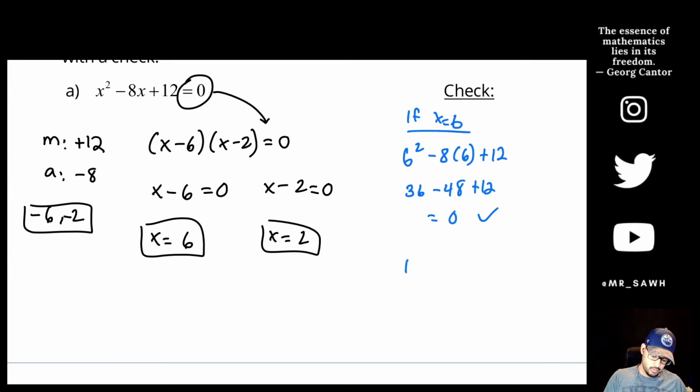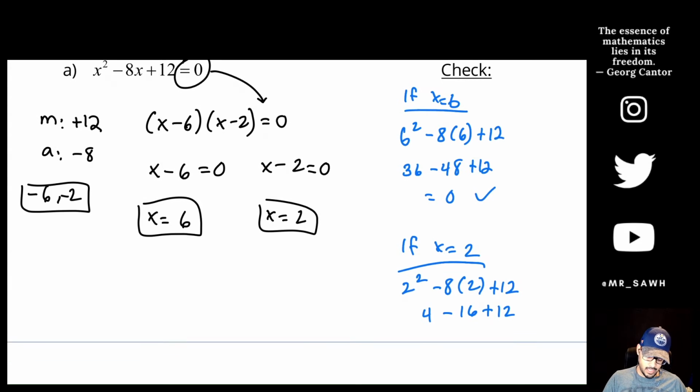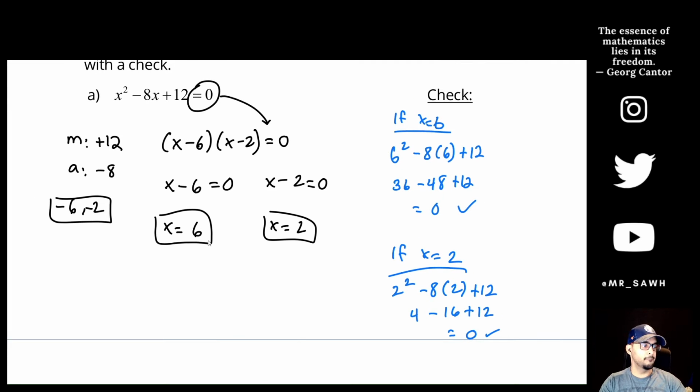And I checked the other one also. If x is 2, well, 2 squared minus 8 multiplied by 2 plus 12, that's 4 minus 16 plus 12, which again will give me 0. So I know that both of them do work. And I do need both zeros here, because if I were to graph this, I'm going to have two x-intercepts. You can see each of them, we found them, right? x is 6 or x is 2, those are my two.